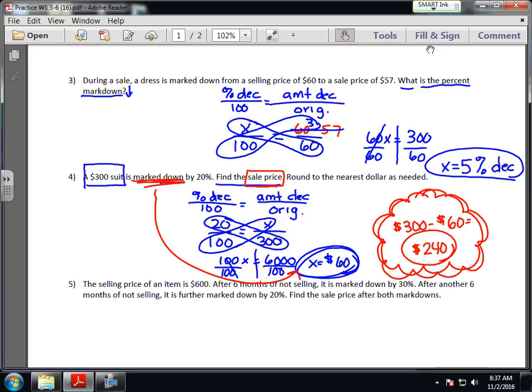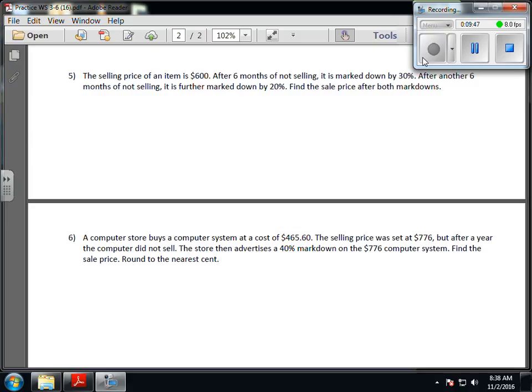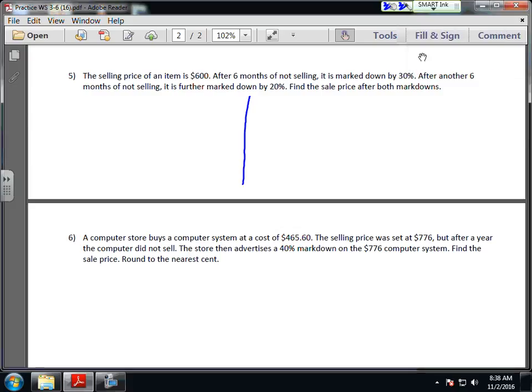All right, let's take a look at number 5. Number 5 says the selling price of an item is $600. After 6 months of not selling, it is marked down by 30%. After another 6 months of not selling, it is further marked down by 20%. Find the sale price after both markdowns. All right, this is exactly what we've been doing, except we have to do it twice.